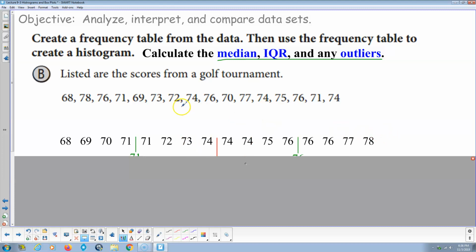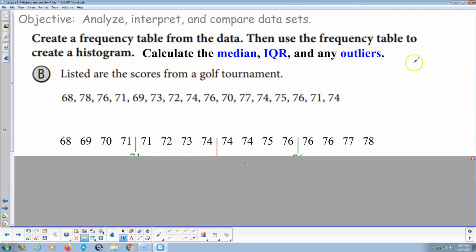I've already arranged the data from least to greatest. So notice there's 1, 2, 3, 4, 5 points there. 1, 2, 3, 4, 5 there. 1, 2, 3, 4, 5 there. And one more. So 3 times 5 is 15, plus the one more is 16. It looks like I've got all the data points represented here.